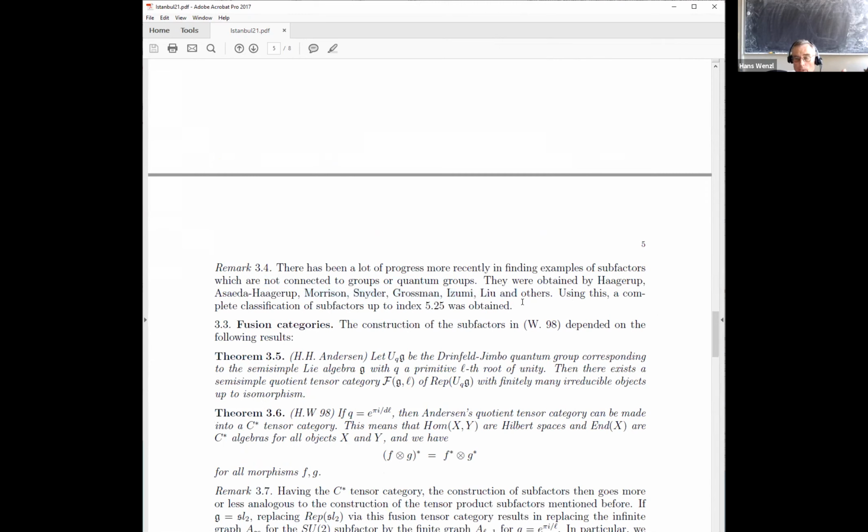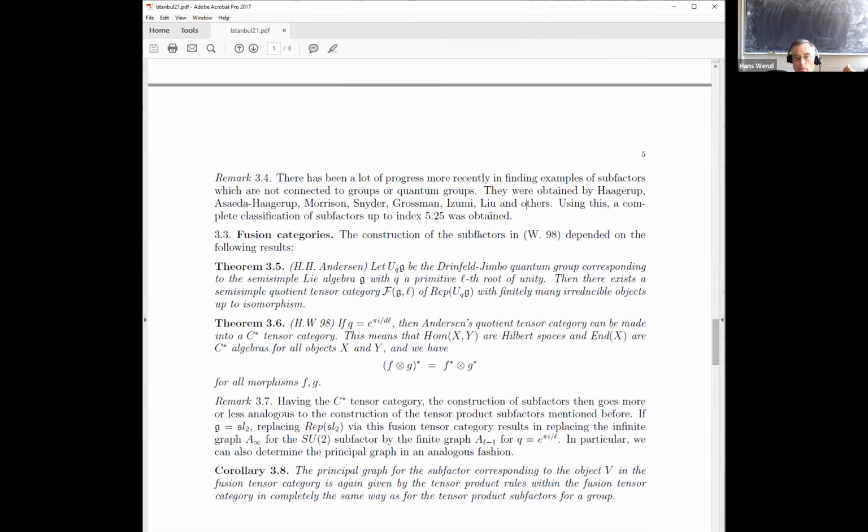I have not worked on this, but it was an exciting development, and they reached a complete classification of subfactors up to index 5.25. Also, it seems by now it just goes beyond what one can reasonably expect for computer power.